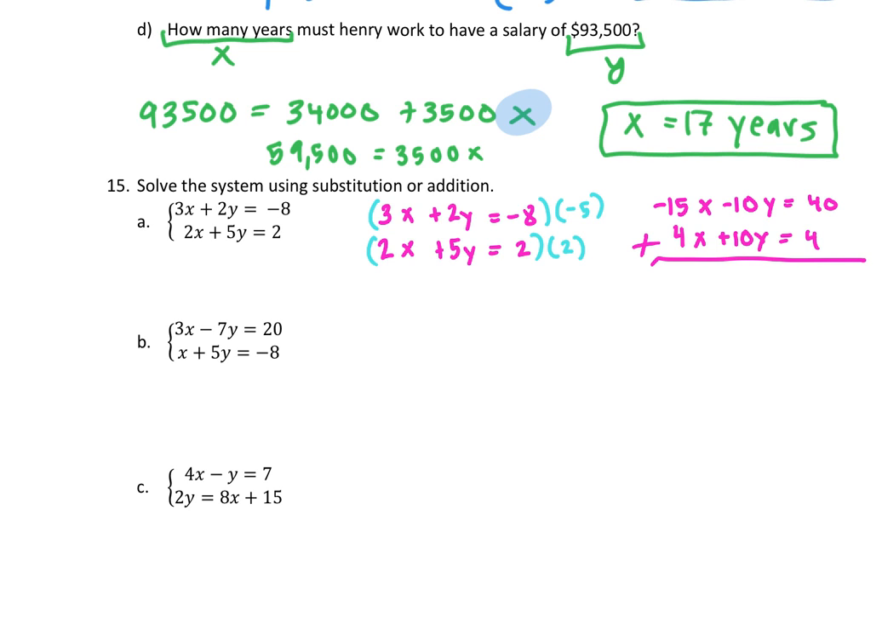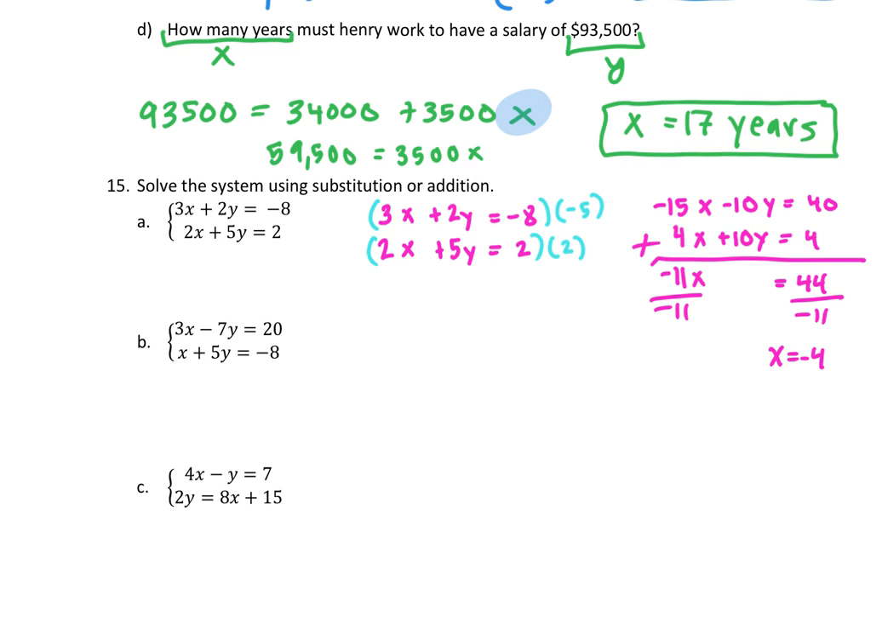Okay, now if I add these equations together, I get negative 11x equals 44, and I divide both sides by negative 11, we get x equals negative 4. I obviously did not give us enough room on these problems. That's okay. Now, we found x, but that does not mean we are finished with the problem.